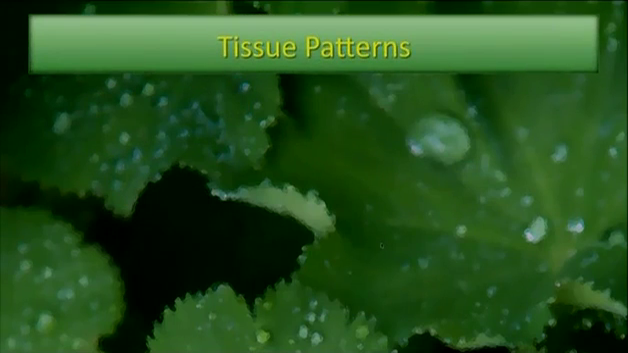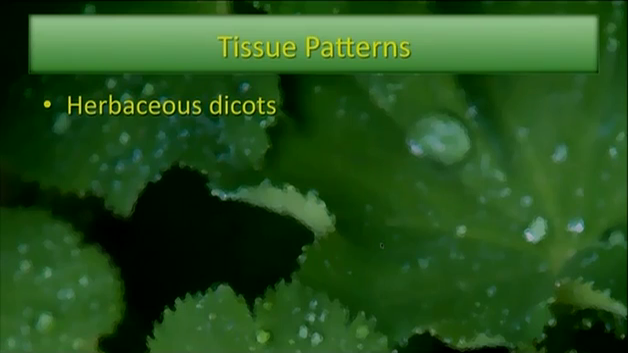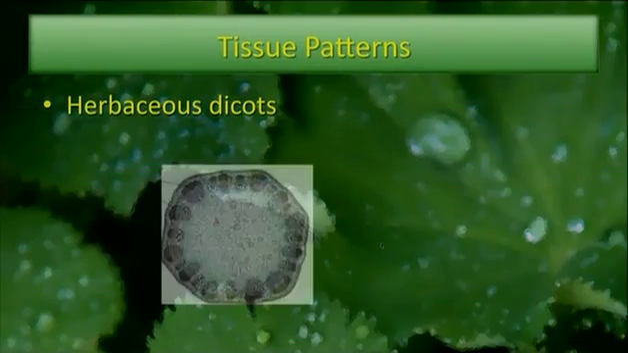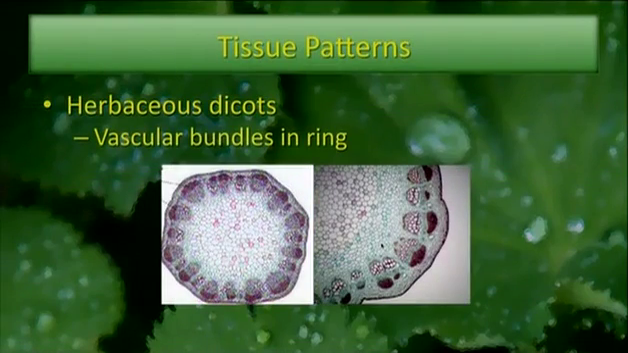Now we're going to talk about tissue patterns. First of all, we're going to talk about herbaceous dicots. Herbaceous dicots are dicots that have soft growth. That means they don't have secondary growth yet, so they're not rigid, they're pliable. You can bend them. Most flowering plants have their vasculature in vascular bundles. They have their xylem and their phloem in discrete bundles called vascular bundles.